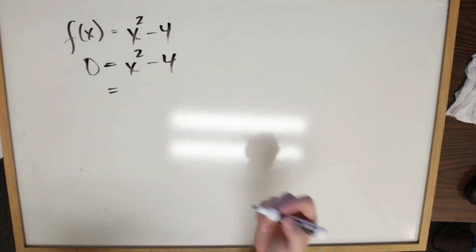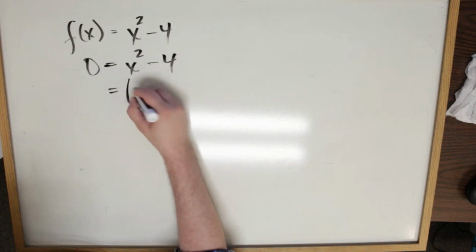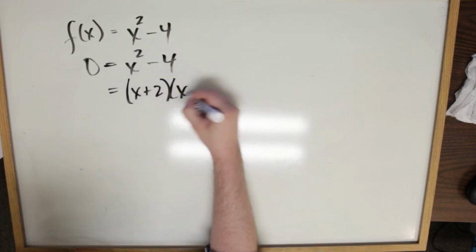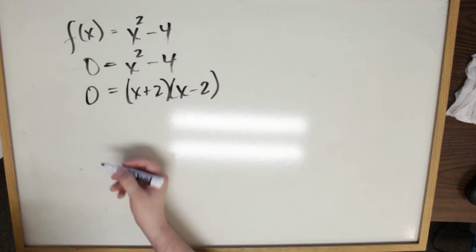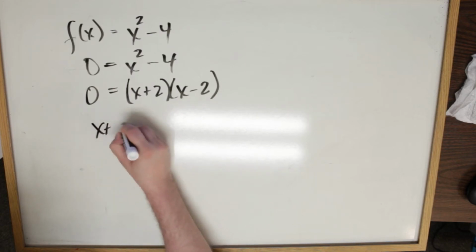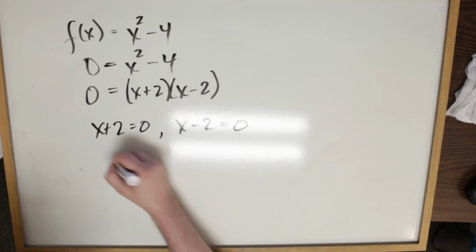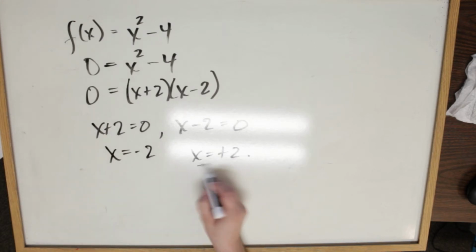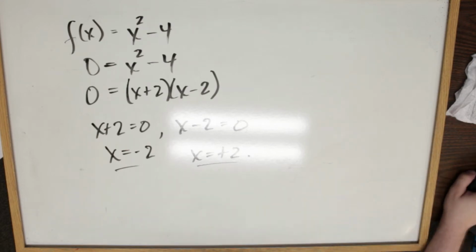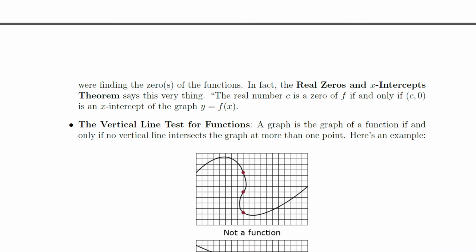You can solve using whatever method you want. You can use completing the square, quadratic formula. I'm just going to factor this because I know it's easy. x plus 2, x minus 2 is equal to 0. And when we have something like this, remember, we're going to set each individual piece equal to 0. So x, in this case, is going to be a minus 2. x is going to be a positive 2. So those are going to be the two zeros of that function. All right, let's go back. We'll go through some of these examples.